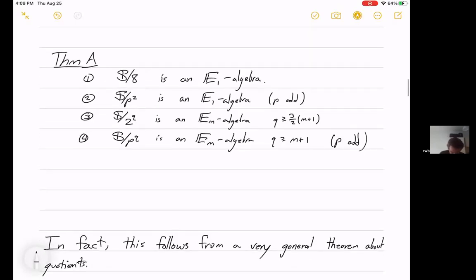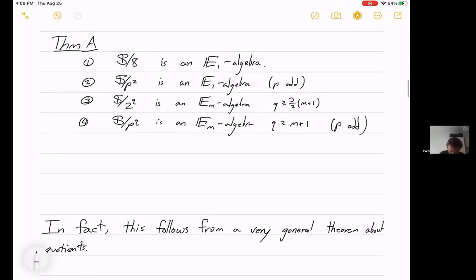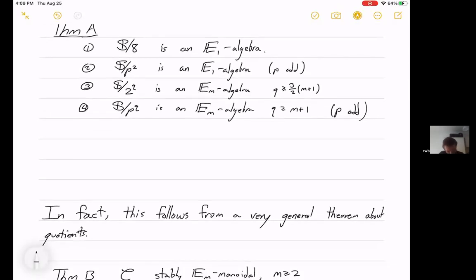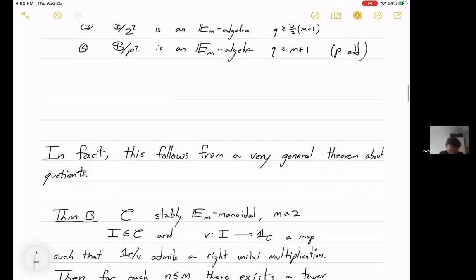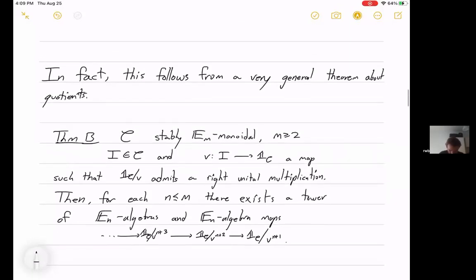Really, this theorem... remotely can take quotients. And so I label that here today... into it too much because, being the maximal generalization you can come up with, it's got a lot of parameters. So we have C, a stably EM monoidal category, and m at least 2.